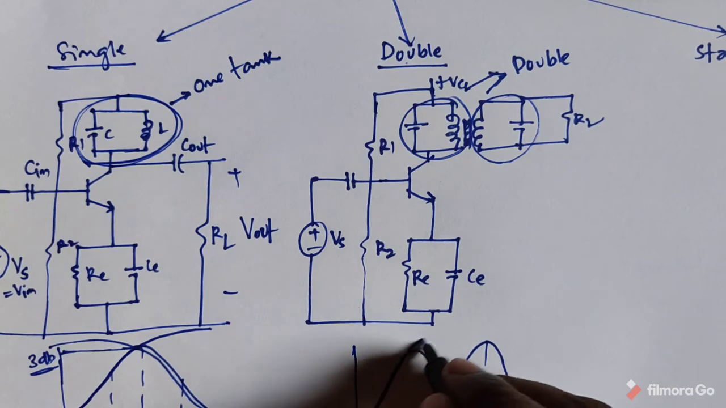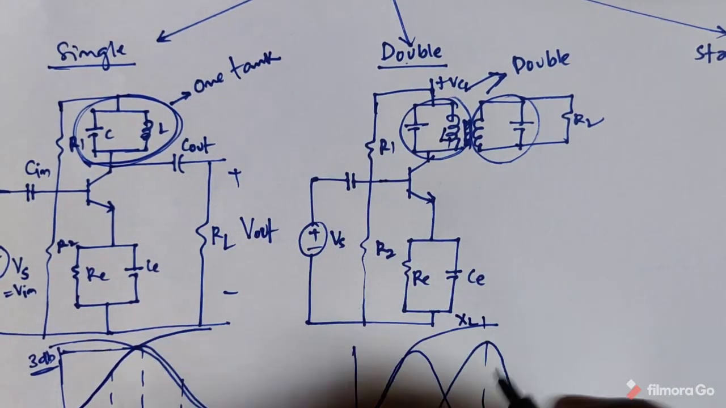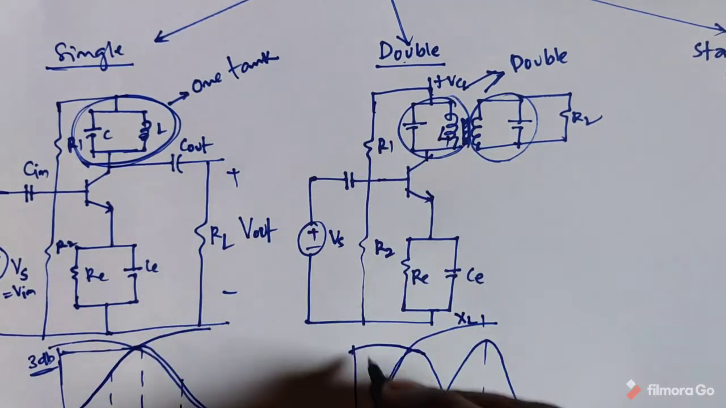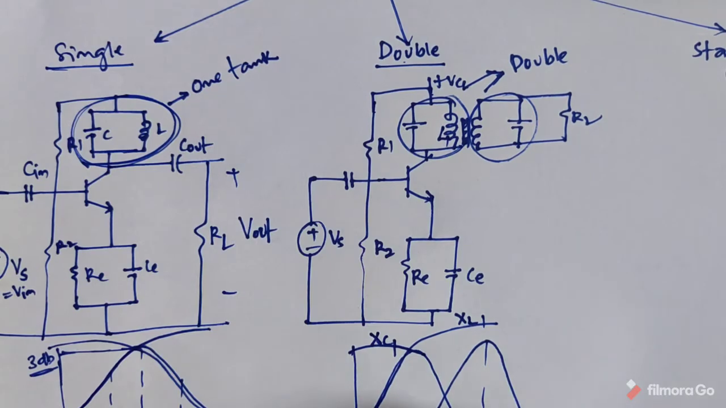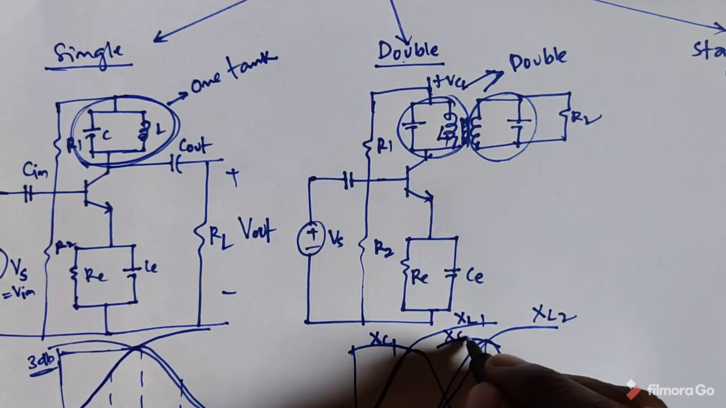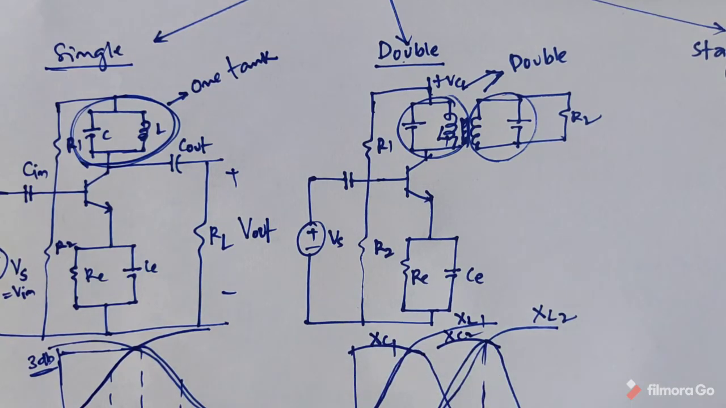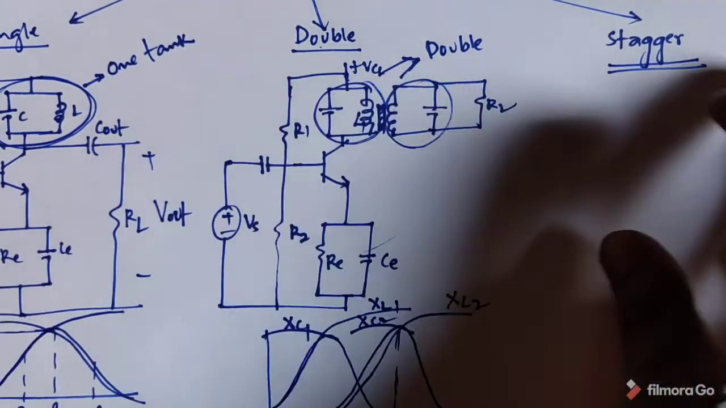This is the inductor 1, so that is XL1. This is the frequency response for XC1, for the first coupling transform, based on these two. This one is XL2, and this is XC2. Based on this, you have different cutoff frequencies. So what is meant by staggered tuning? It means this double extension of this.